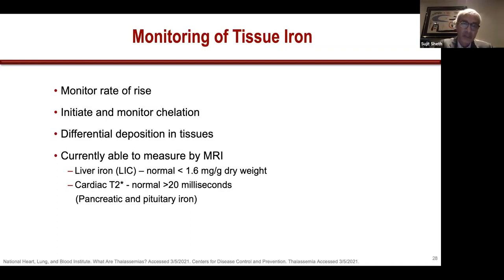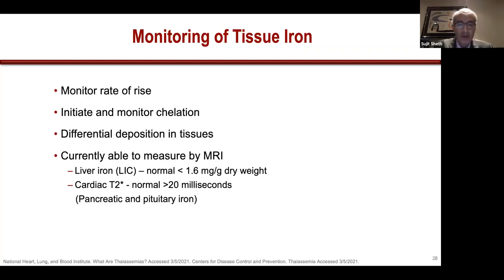So we can measure the hepatic iron concentration by MRI, either an R2 or an R2 star, and then convert that number to an actual milligrams per gram based on data that we already have. The upper limit of normal for the hepatic iron concentration is 1.6 milligrams per gram dry weight of liver tissue. The cardiac T2 star doesn't tell you exactly how much iron is in there, but it gives you in milliseconds what that would correspond to.